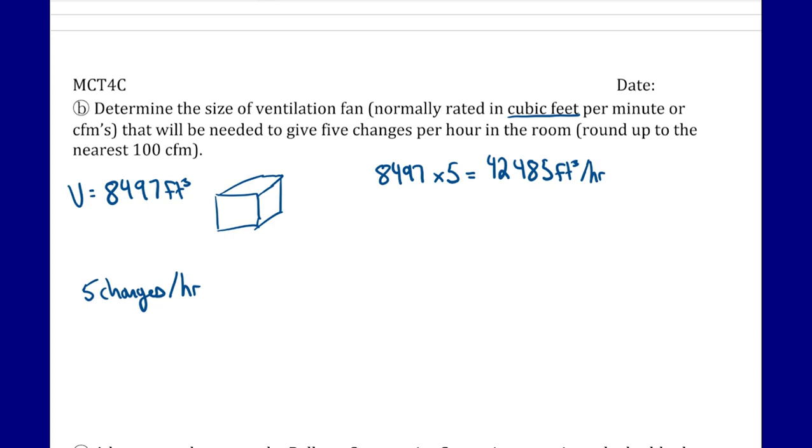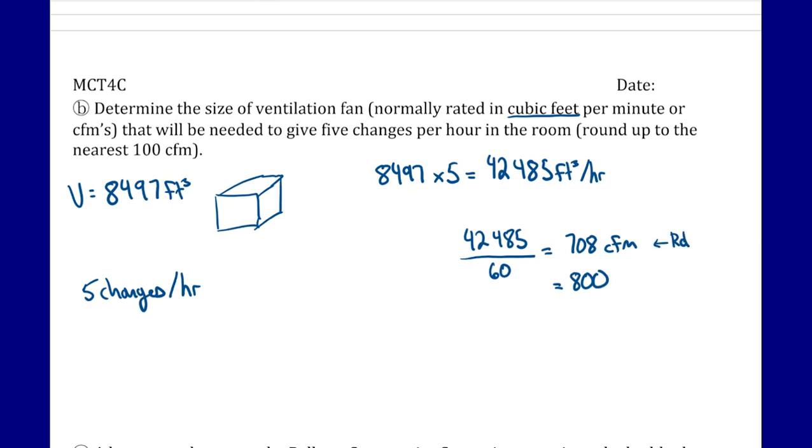Then to figure out how many cubic feet per minute, we take that number, the 42,485 cubic feet per hour, and divide it by 60, because there are 60 minutes in an hour. So basically it's saying 42,485 cubic feet per 60 minutes. To find the rate per minute, I just divide the two and I get 708 CFM, but the question wants us to round up to the nearest 100. So that would be 800.